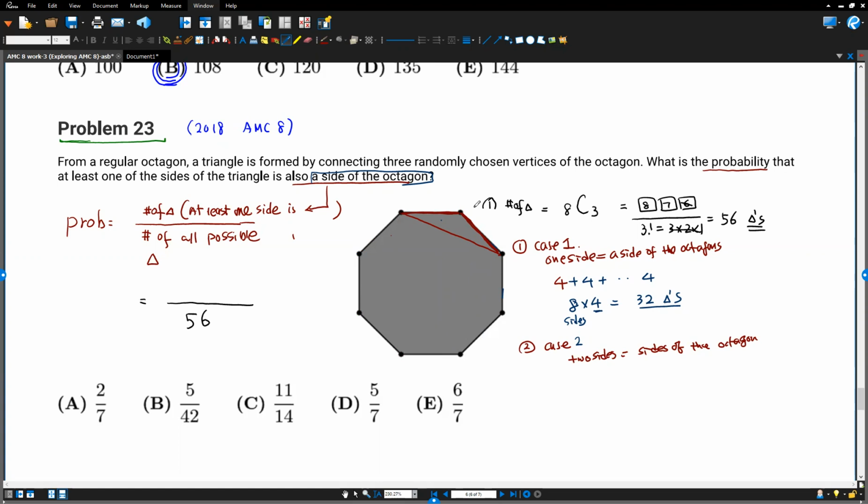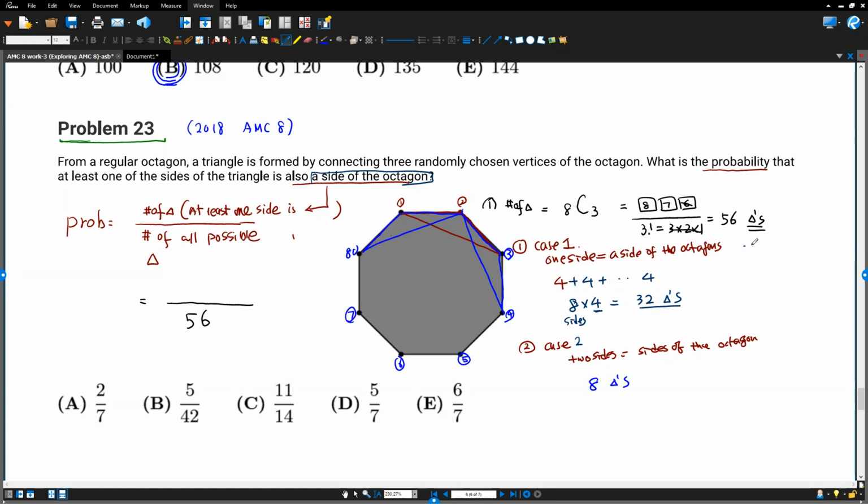Second one, how many? 8, correct. This is 1. When you have a 2 over here, we start at this point. Another triangle, 3 triangle, 4 triangle, 5 triangle, 6 triangle, 7 triangle, 8 triangle. Yes, this is 8 triangles.